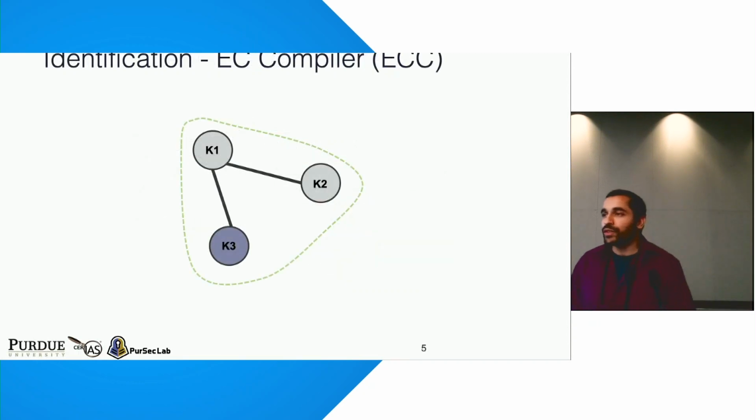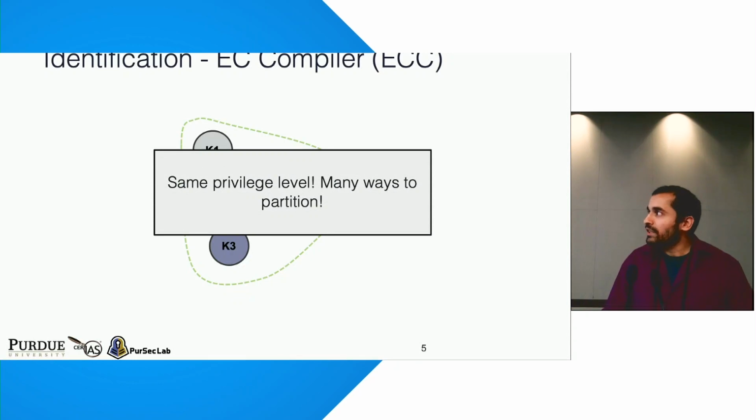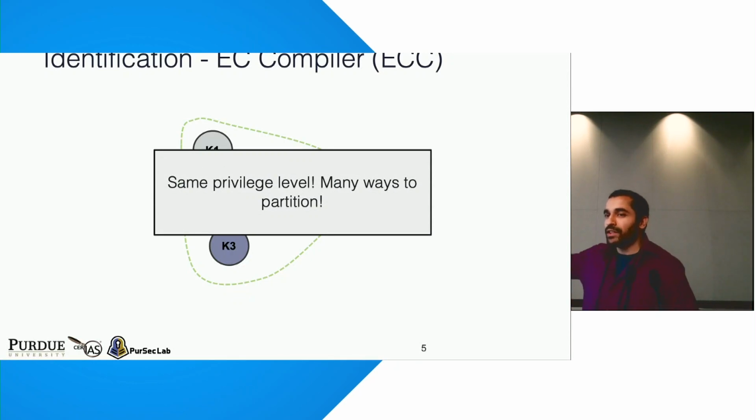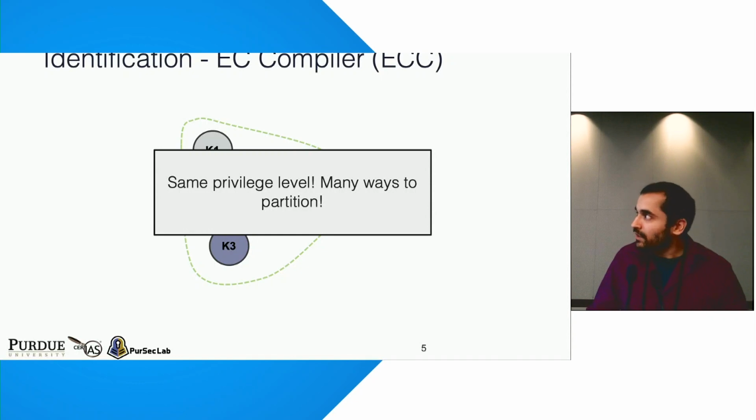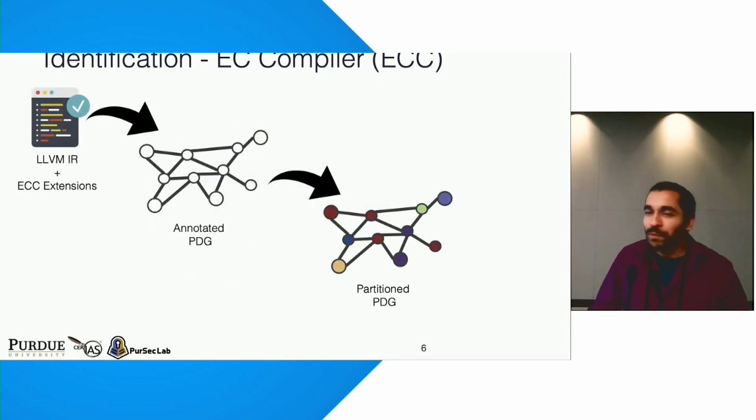So how do we do identification? Because in the last work we used privilege, it doesn't really work here because it's the same privilege level. So technically, there are several ways to partition it. So our approach here is that we say that it depends on your workload, what kind of partitioning you want. We just give you full control that you want for compartmentalization. So to this end, we provide another compiler called ECC, which has some cool extensions that can guide the identification process.